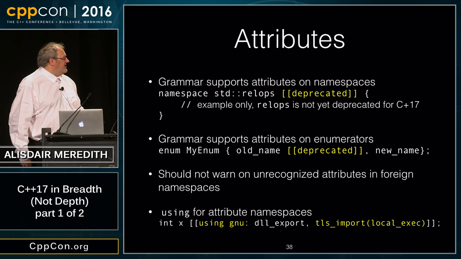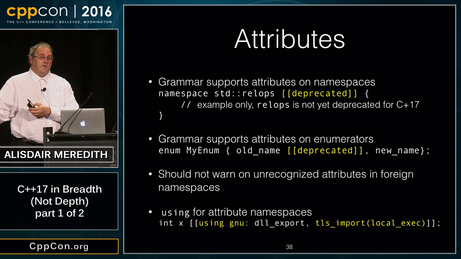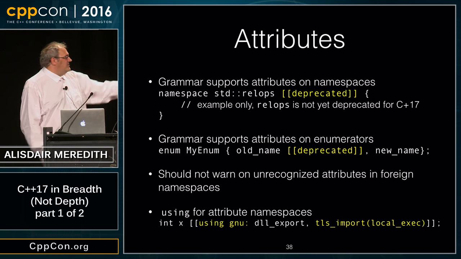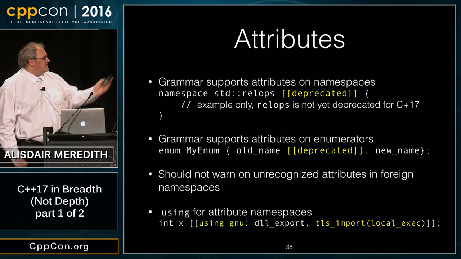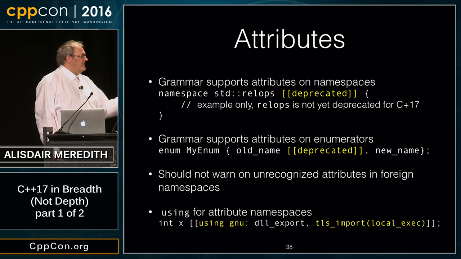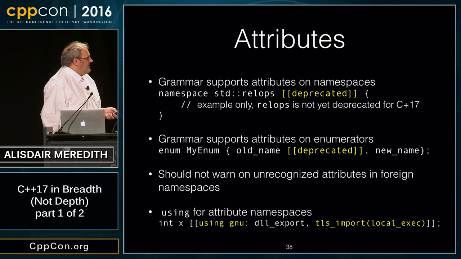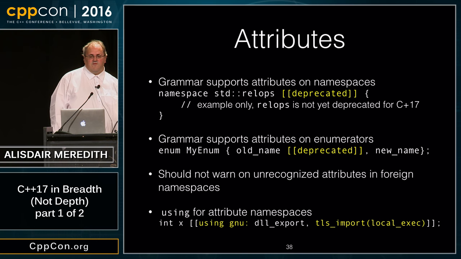And similarly, there was an idea that if I'm using a lot of attributes from the same attribute namespace, it would be nice to be able to have a using, saying, using this attribute namespace, I'm using all these attributes. So I don't think there'll be widely used features, but when you're dealing with some heavily annotated code, that could actually be very useful.